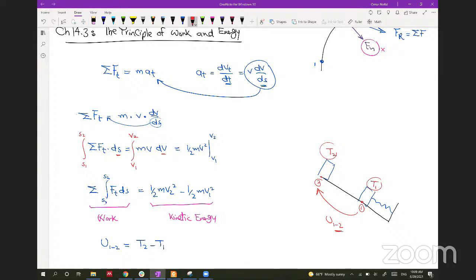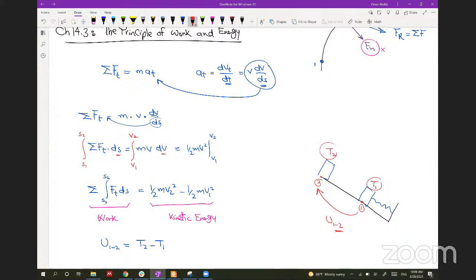And for energy, it's not similar to work, because work could be positive and could be negative, but energy is always positive. It cannot be negative. The body cannot have a negative energy. And also it's a scalar quantity. It doesn't have a direction.